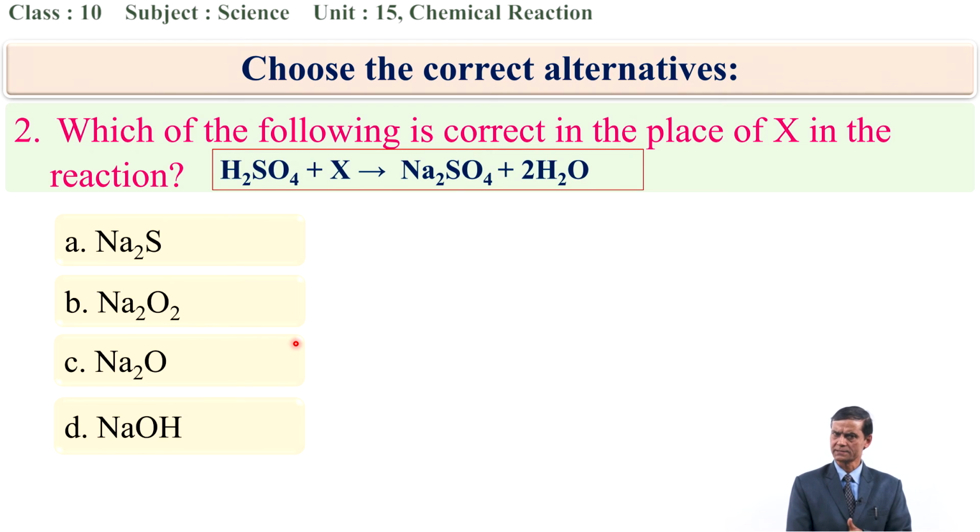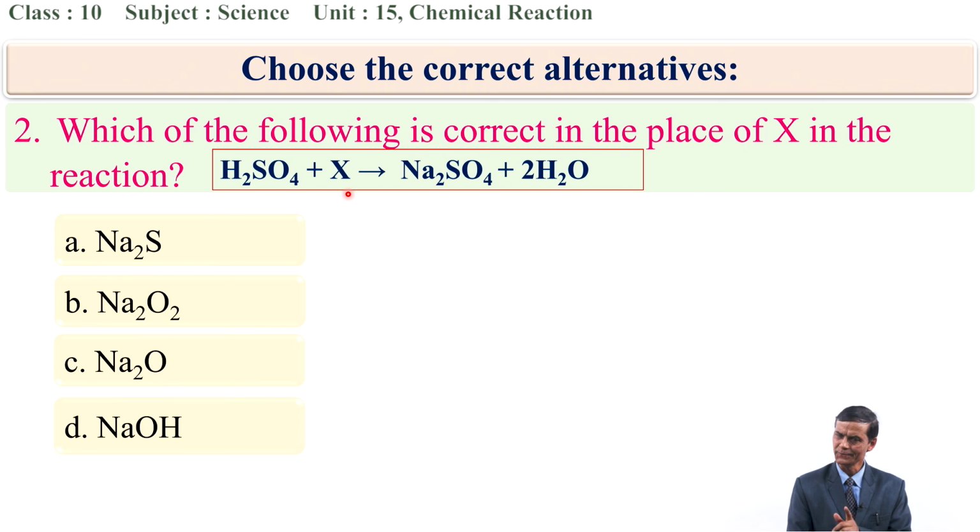Now, let's discuss question number 2. Question number 2 is like this. Which of the following is correct in the place of X in the reaction? H2SO4 plus X is equal to Na2SO4 plus 2H2O. Dear students, in the reactant there is sulfuric acid H2SO4, and in place of X we have to find which substance should be there, and the product will be sodium sulfate Na2SO4 and H2O. Remember, that must be, I think, acid plus base should be there, isn't it?